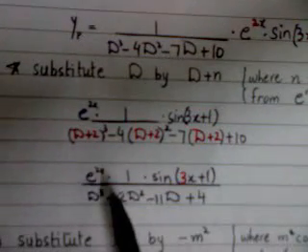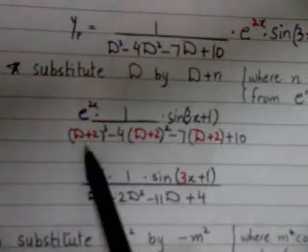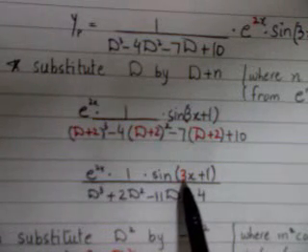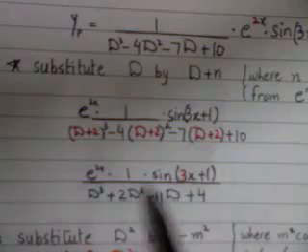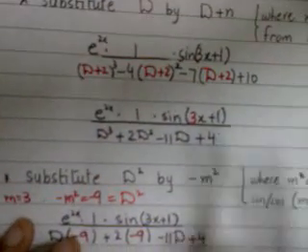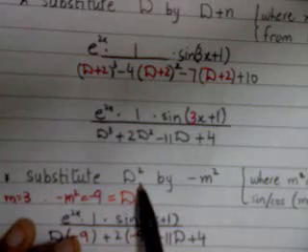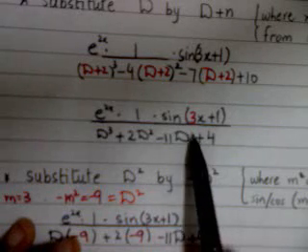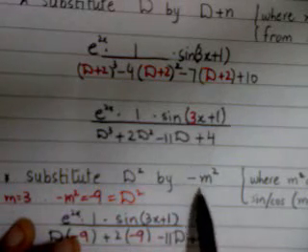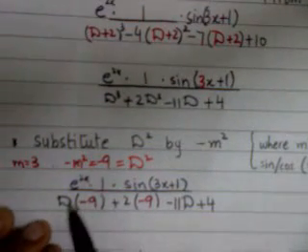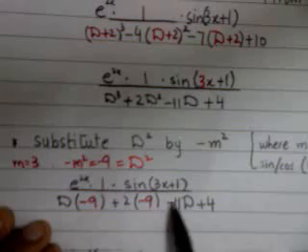After getting my new function of D, I have sine 3x here, so this 3 will influence my function of D. All the D square terms in the function of D will be replaced by minus m square, where m is 3. So this minus m square will become minus 9, and all these D squares have been replaced by minus 9.